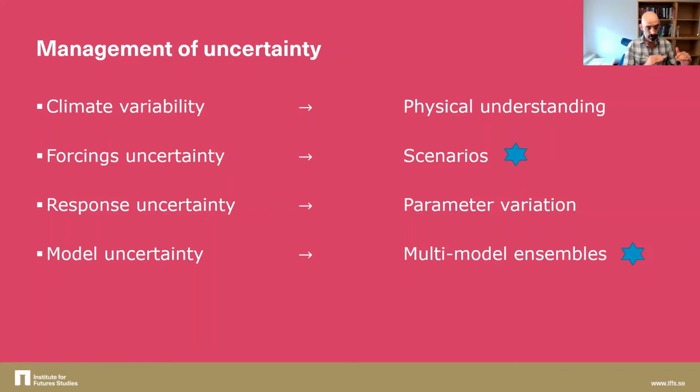Response uncertainty, how the system itself will respond, is dealt with through a fairly standard procedure of sensitivity analysis, where you basically vary the different parameters and try to see what the impact would be. Model uncertainty is a more difficult one. And if you're just not sure how good your models are, it's very unclear how you can use them. And the tool that climate scientists have adopted is basically using collections of different models together. So I'll talk just briefly to close about these two with stars next to them, scenarios and collections of multiple models.